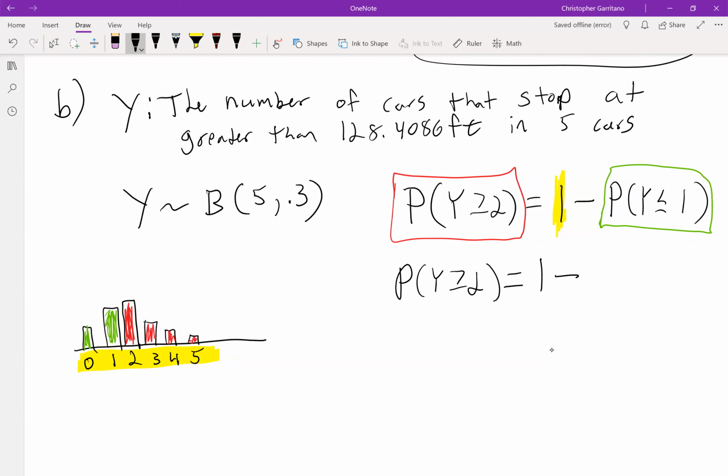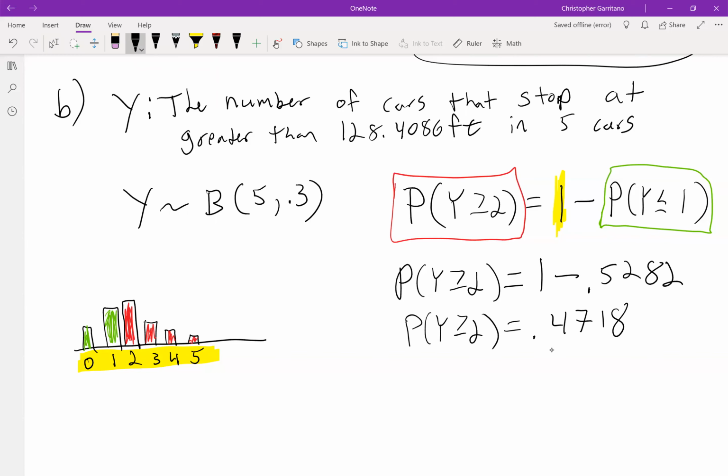So if I remember correctly, the inputs are a value, and then n, and then p. Oops, wrong. The inputs for binomial CDF are going to be the number of trials, comma, the probability of success, comma, and then the upper bound, basically, of what we're trying to find, which in this case would be 1. So we have 1 minus 0.5282, and that, of course, is 0.4718. And that's the probability that y is greater than or equal to 2.